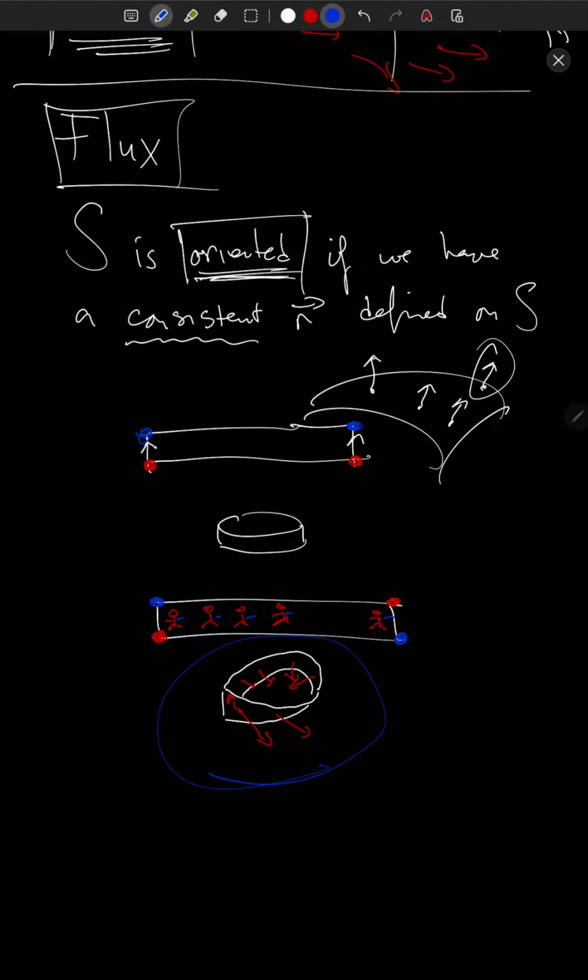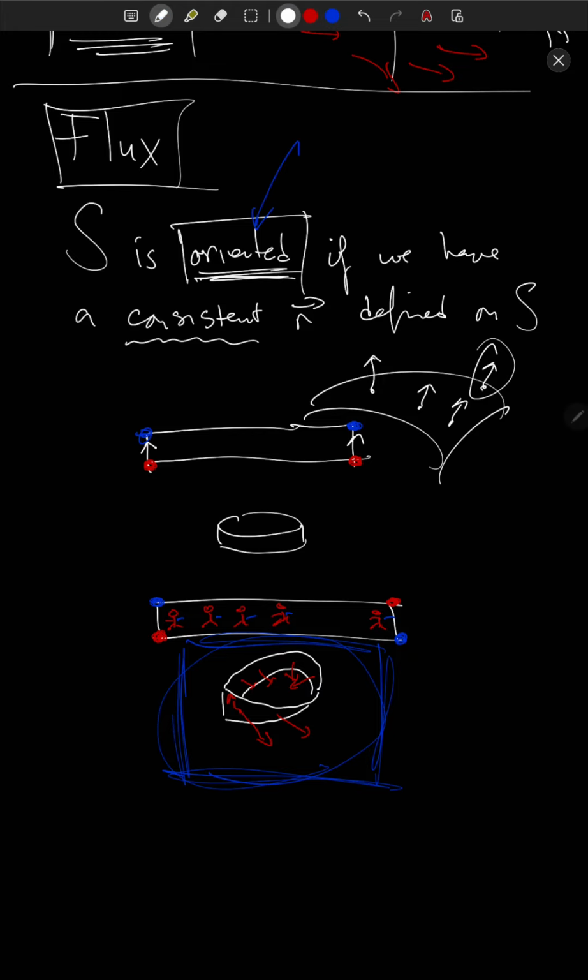So we say S is oriented if we have a consistent n defined on S. It's not always possible. And what that means in practice, at least for our class, is that you can't integrate on a Mobius band. You can't do flux integrals on a Mobius band.